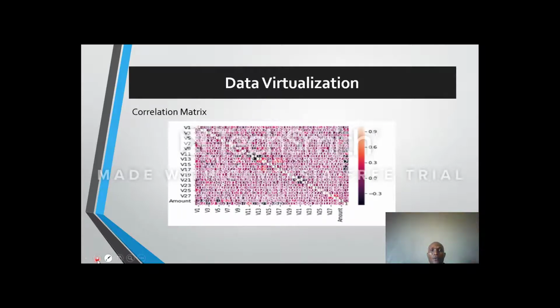The first port of call in our data visualization and also exploration is using a correlation matrix. The correlation matrix will give us the interrelationship between the target columns. And in this project, the target columns are found to be from V1 to V28, and also amount and class.